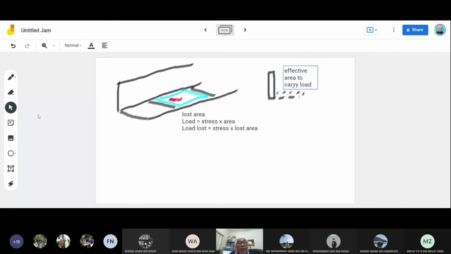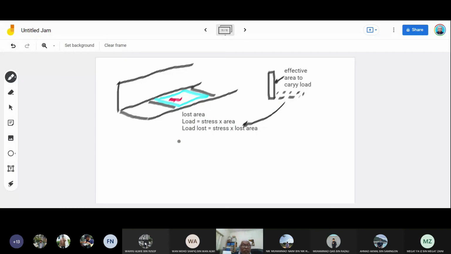So we only have this area to carry the load. Here we have gone, no more, and this needs to be calculated. So this is the loss area. And then you calculate the stress over the loss area, and you will be able to calculate the load loss.